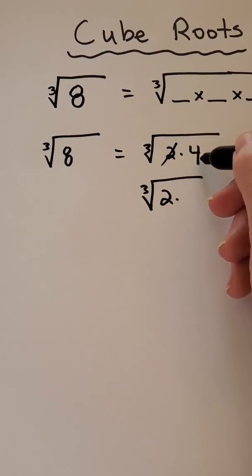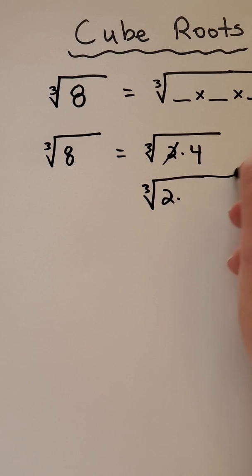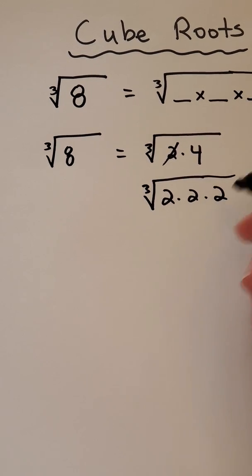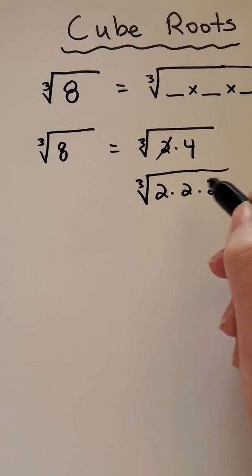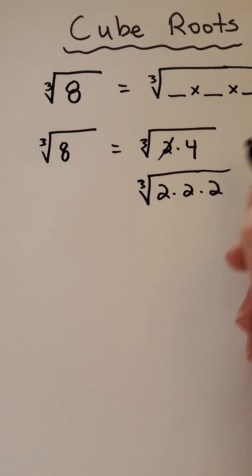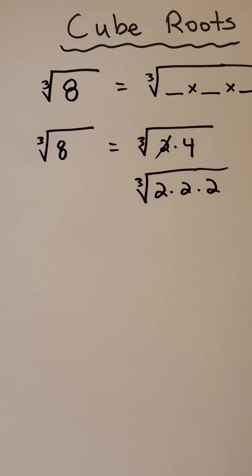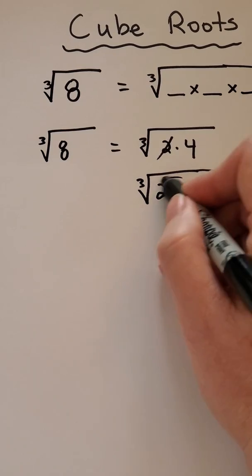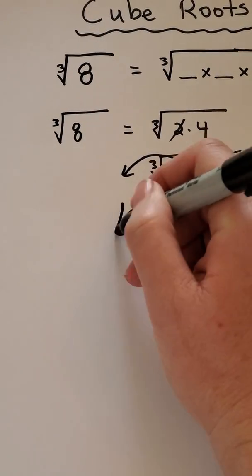And then this is a composite number. There's more than 2 factors in there, so we're going to break down the 4. And 4 is 2 times 2. Now all of these are prime numbers. They can't be broken down anymore, so we're done. So the number is 2 times 2 times 2, and they want to know, what number times itself 3 times is equal to 8? So the answer is 2. I circle 3 of a kind and take it out, so I know the answer is 2.